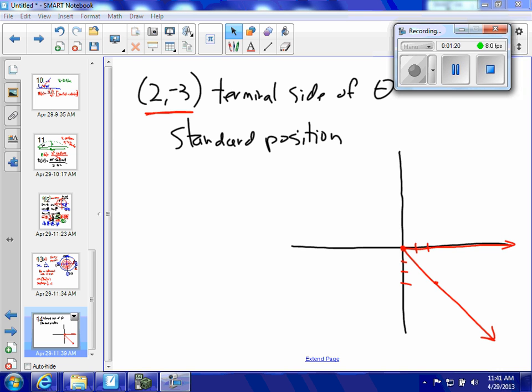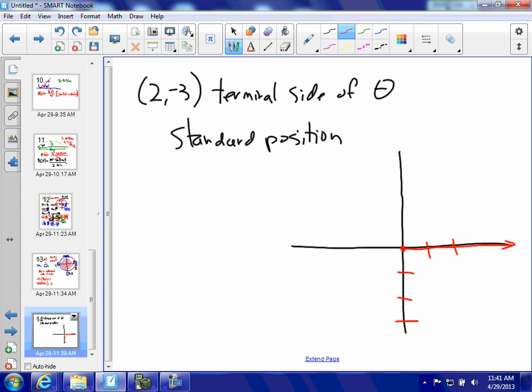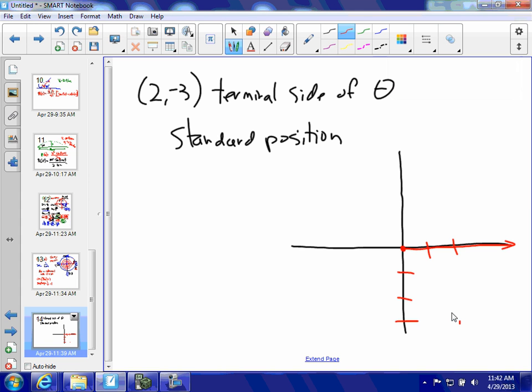I'm going to make this a little bit bigger here so we can see it just a little bit better. Okay, I'm going to go 1, 2, 1, 2, 3. Make my point right here. And then I have a little bit bigger angle to work with.